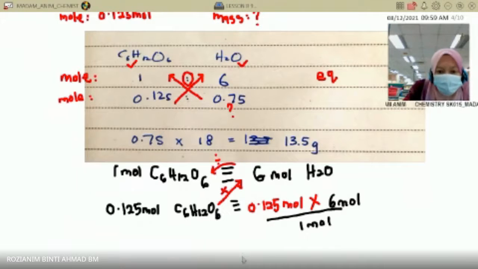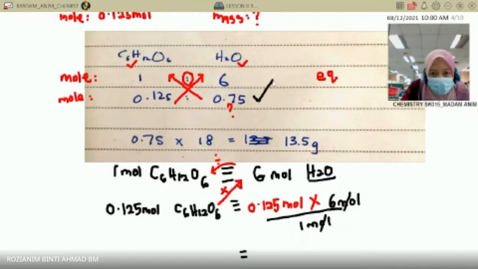Okay. So disebabkan you already find out at the column number 2, means we are focused to the mole of water. So the mole cancel, finalize, we can get a similar number of mole as the answer given from the side, which is 0.75 mole. Tetapi belong to the what? Belong to the water. Okay.